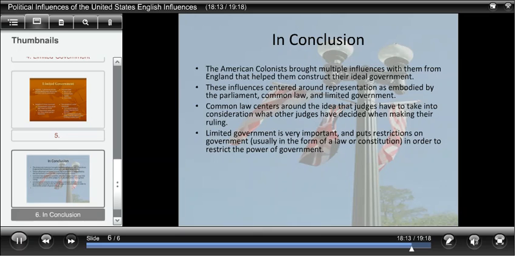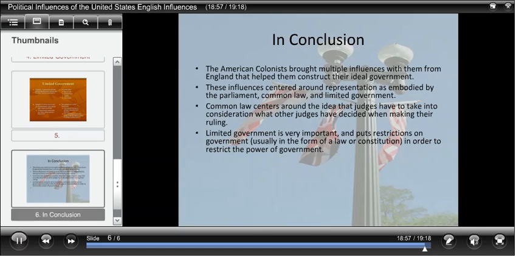So in conclusion, a couple of concluding thoughts. American colonists brought multiple influences with them from England that helped construct their ideas of an ideal government. These influences centered around the ideas of representation as embodied by the Parliament, common law, and limited government. Common law centers around the idea that judges have to take into consideration what other judges have decided when making their decisions. And limited government is very important, and it puts restrictions on the government, usually in the form of a law or constitution, like the English did, especially with the English Bill of Rights, in order to restrict the power of government.